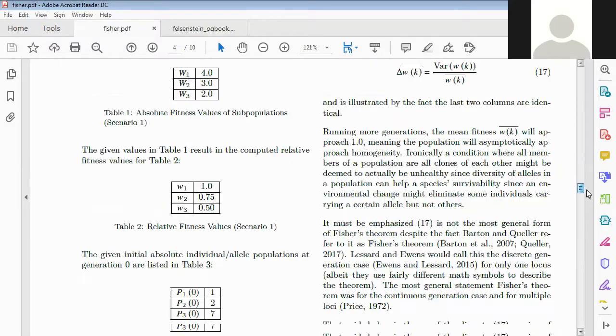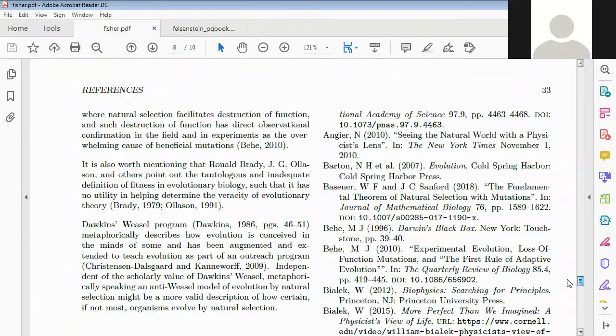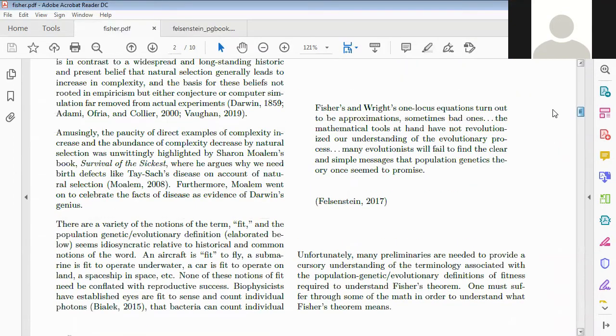So there was a quote by Dr. Felsenstein, and I saw it here. Joe Felsenstein said, "Fisher's and Wright's one locus equations turn out to be approximations, sometimes bad ones. The mathematical tools at hand have not revolutionized our understanding of the evolutionary process. Many evolutionists will fail to find the clear and simple messages that population genetics theory once seemed to promise."